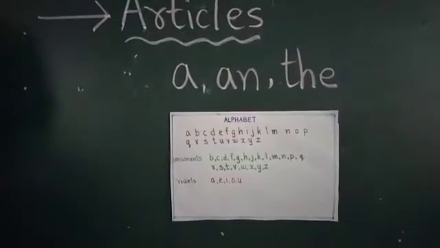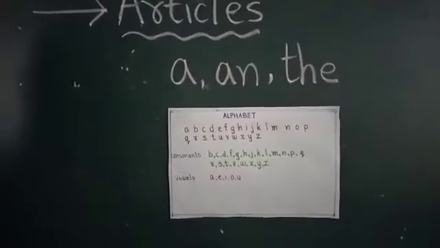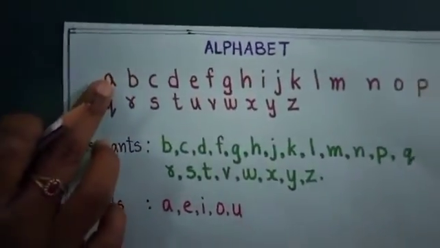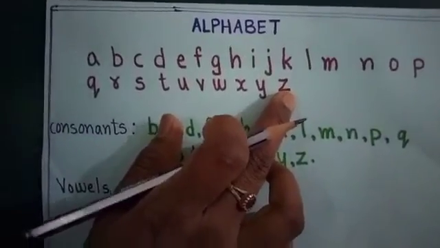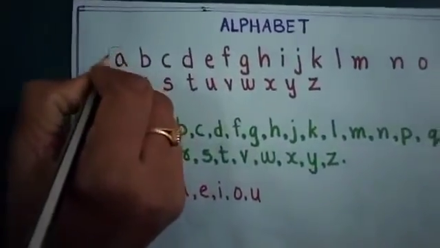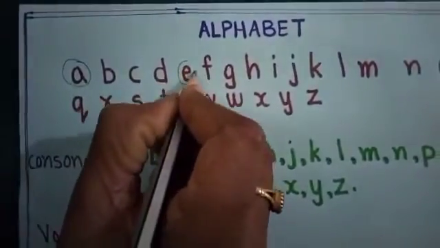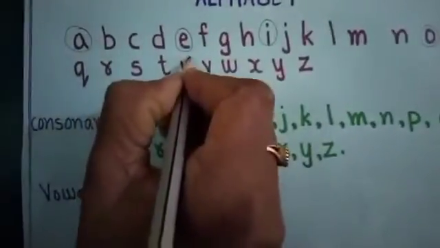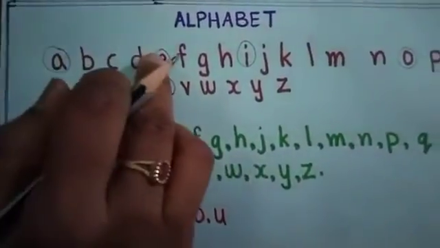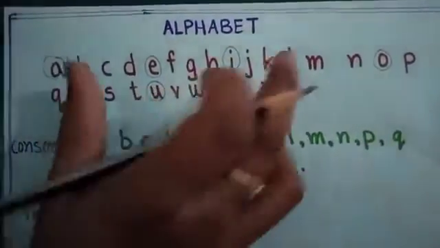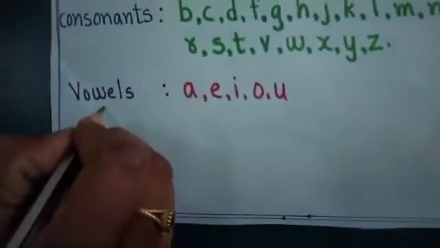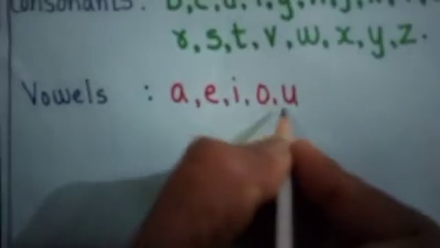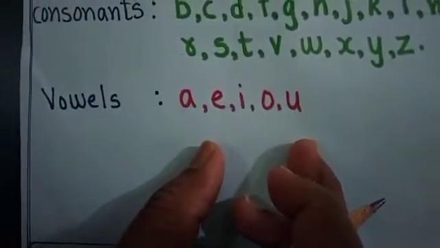Before that, we are going to learn about what are consonants and what are vowels. See children, first of all, everyone you know alphabet from A to Z. From these, A, E, I, O, U. How many are there? 1, 2, 3, 4, 5. These 5 letters are called vowels.